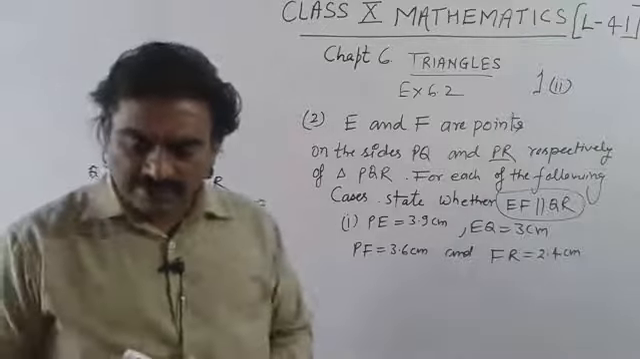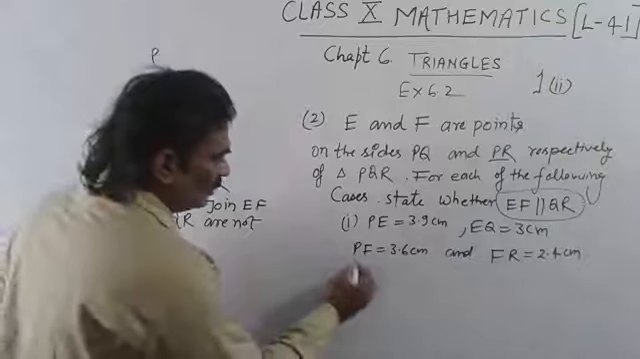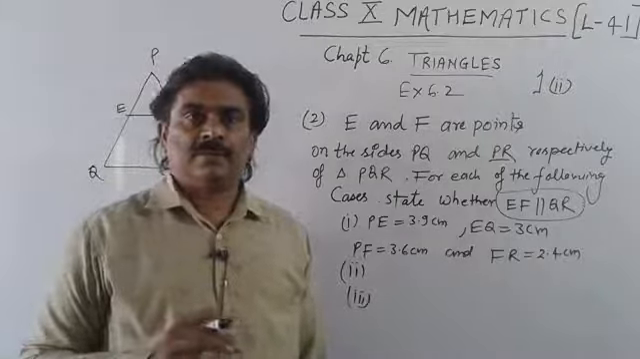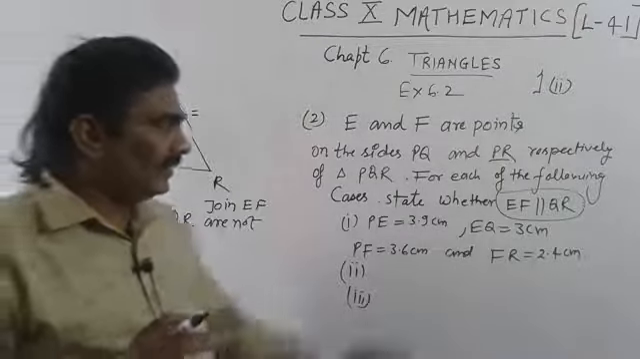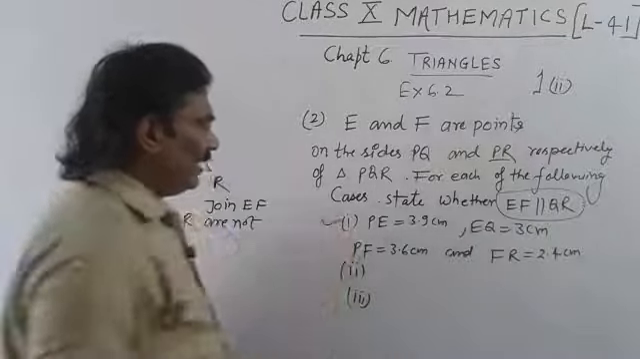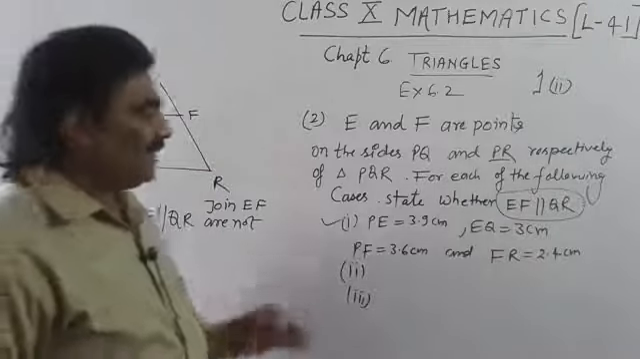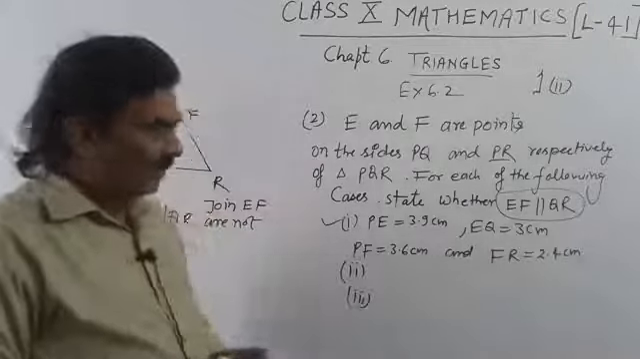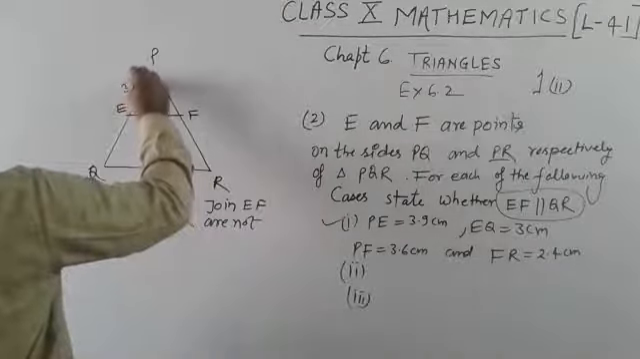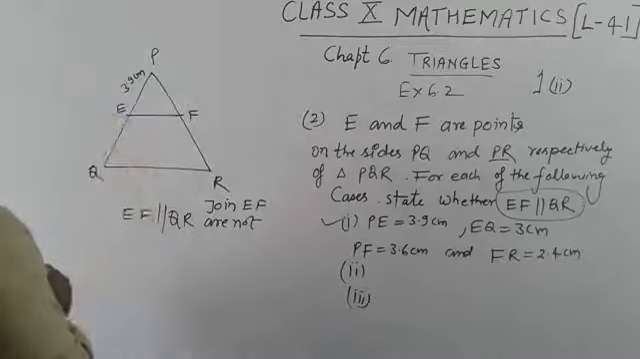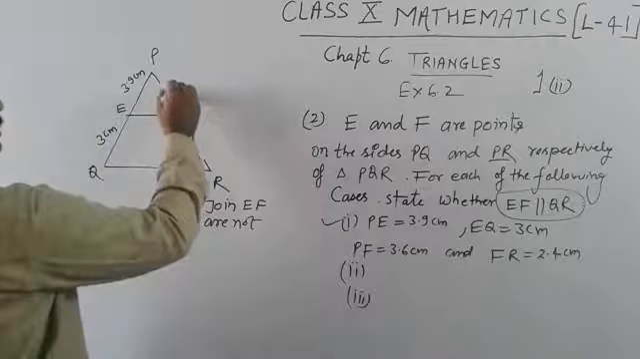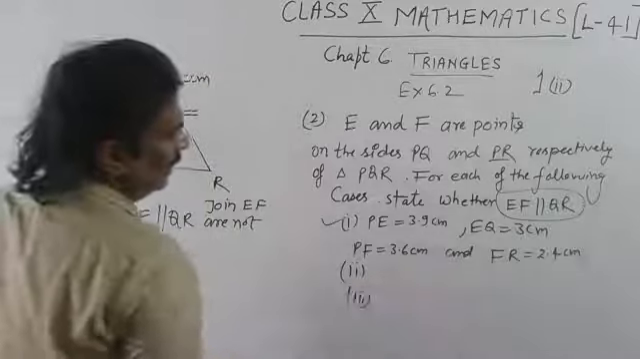So students, in this question there are 3 parts. Okay students, 1, 2, 3. But here we will take only first part to justify that EF is parallel to QR. So we take first part, and I hope after seeing the solution of first part, you will try to solve second and third part. So here measurements are given. PE is 3.9 centimeter and EQ 3 centimeter. Similarly, PF 3.6 centimeter and FR is 2.4 centimeter.